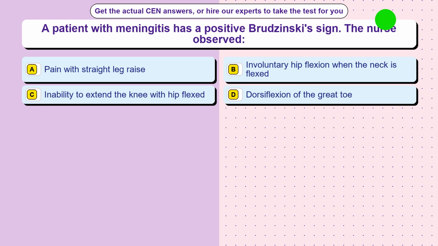Question 84. A patient with meningitis has a positive Brudzinski's sign. The nurse observes: Option A, pain with straight leg raise. Option B, involuntary hip flexion when the neck is flexed. Option C, inability to extend the knee with hip flexed. Option D, dorsiflexion of the great toe.